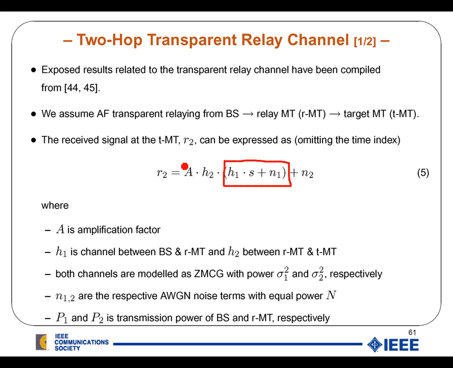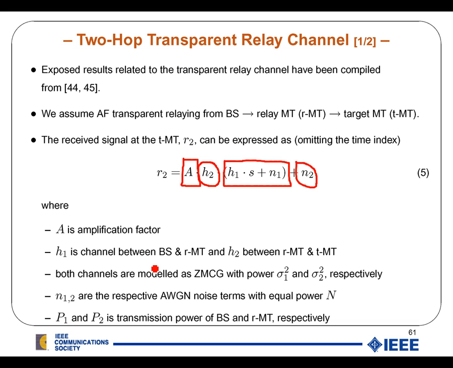That is then amplified in the relay terminal using an amplification factor A, and transmitted through a wireless channel H2 until it reaches my target receiver, within which additive white Gaussian noise N2 is added. So to summarize, A is the amplification factor, H1 is the channel between the base station and relay mobile terminal, and H2 is between the relay mobile terminal and target mobile terminal.